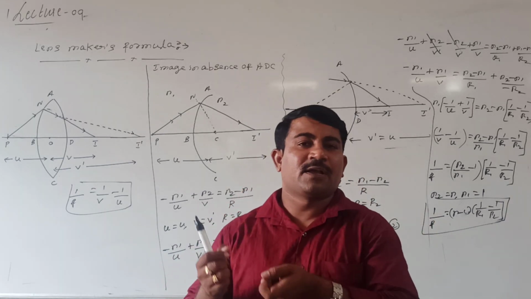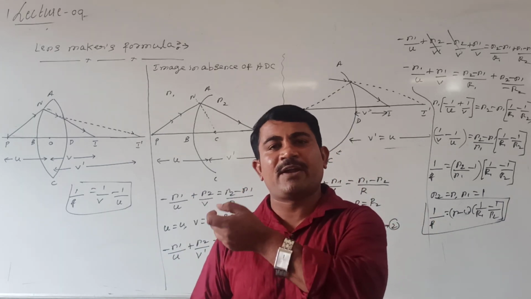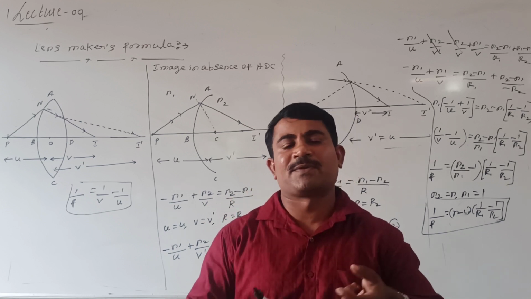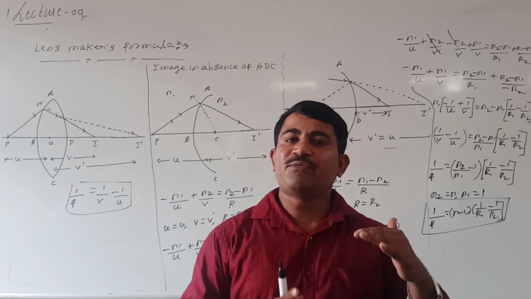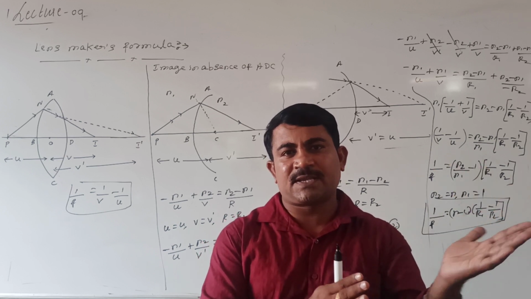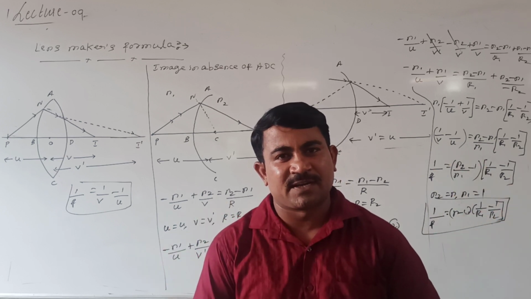So up to here, for the convex lens, the required focal length of the given lens can be obtained by using what we are calling lens maker's formula. The further study of lenses and related phenomena we will see in the next session. Thank you.